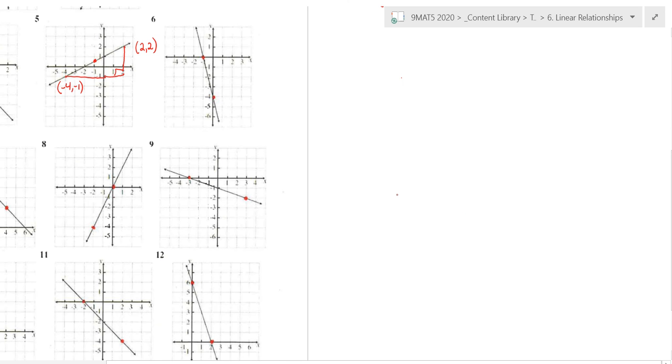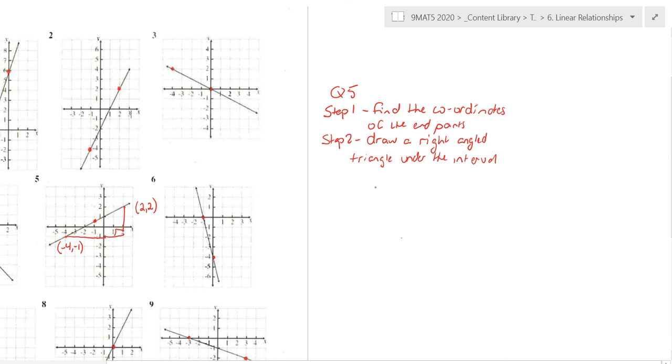When we're looking at our gradient, we're going to do the same 2 steps. We've already done them, and we're going to read off our rise. So our rise, we can count them: 1, 2, 3. Rise equals 3. Run is equal to 1, 2, 3, 4, 5, 6. Gradient equals rise over run equals 3 on 6 equals a half.